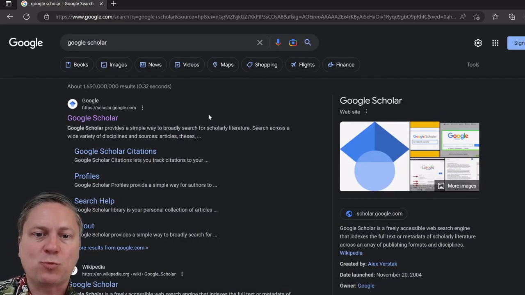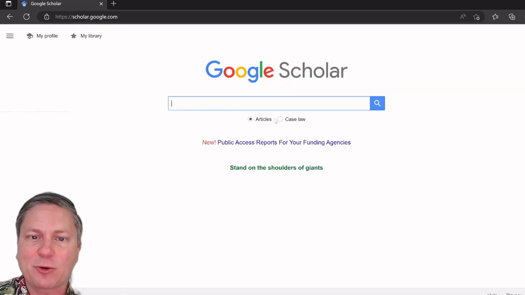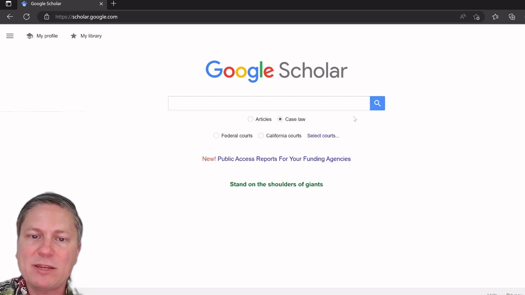Google Scholar is Google's, they say it here, a simple way to broadly search for scholarly literature. But in addition to literature, they have articles, but they also have case law. So people who are doing academic research do use this. But if you want to read a court decision, you can do this. Now you can pick which court you want.